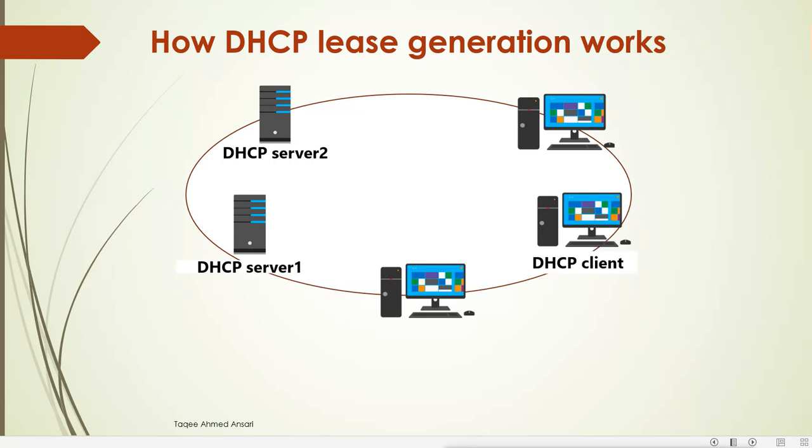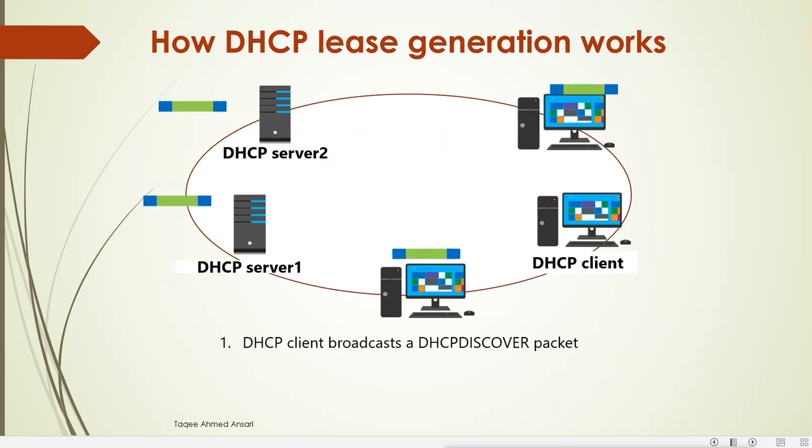So for example, we have these servers. We have two servers here. We can have two DHCP servers for redundancy. Now we have the client here who wants to get the IP address from DHCP. So first, what will the client do? It will send the DHCP discover packet. Now as you see, the packet is broadcast. So the DHCP client broadcasts the discover packet.